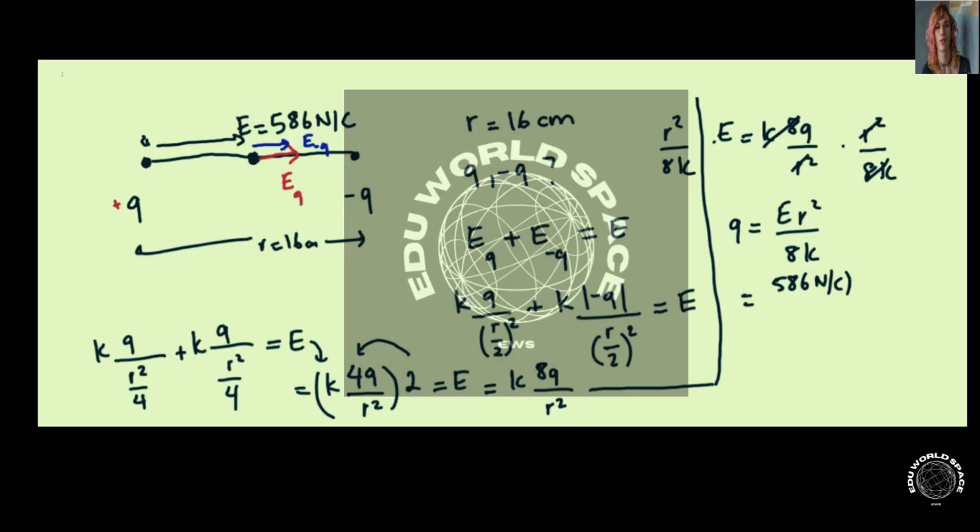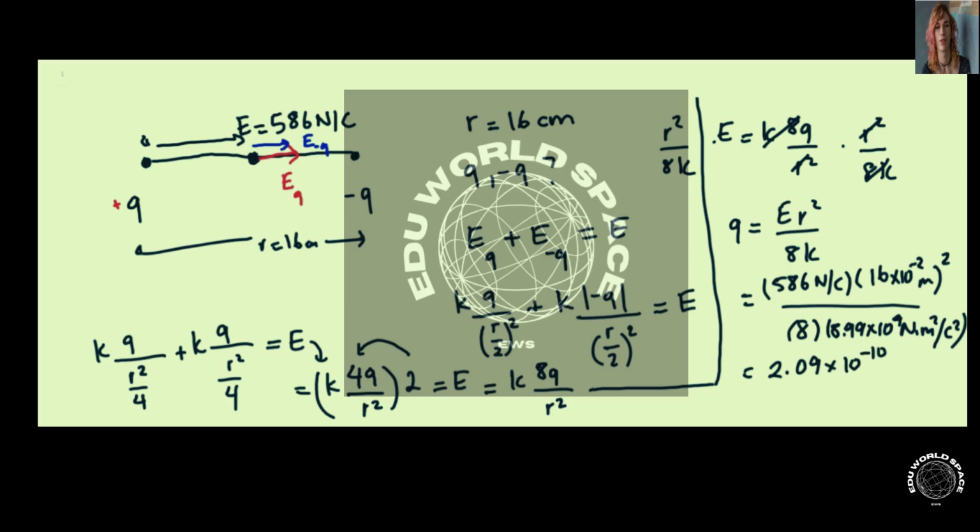586 newtons per coulomb, R squared: 16 times 10 to the power negative 2 meters. Don't forget to convert centimeters into meters. Squared, divided by 8 times 8.99 times 10 to the power of 9 newton meters squared per coulomb squared. From here, we find the positive charge to be 2.09 times 10 to the power of negative 10 coulombs. Then our negative Q has to be the negative of it.